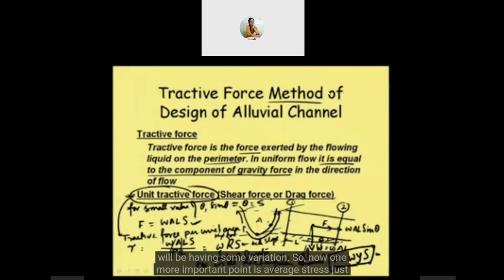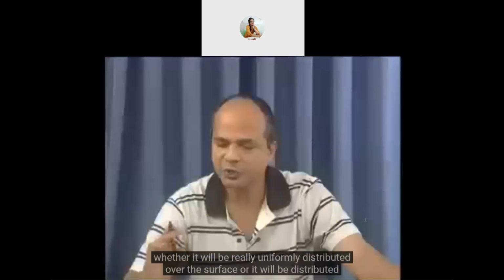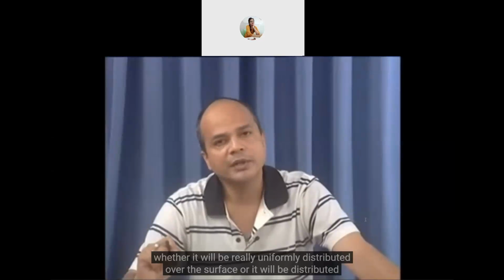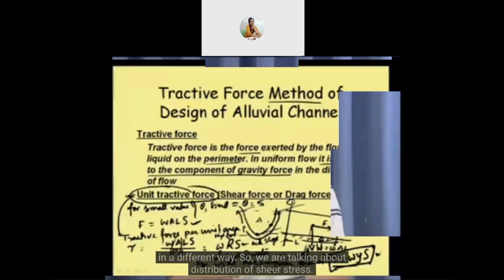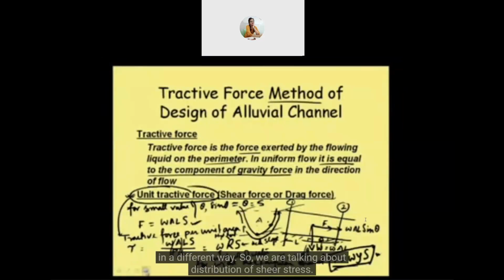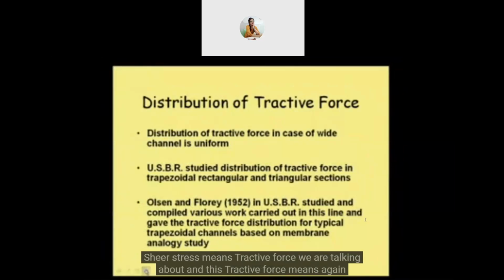Now one more important point: we are getting the average shear stress, but for design purposes we should know the distribution of this shear stress, whether it will really be uniformly distributed over the surface or distributed in a different way. So we are talking about the distribution of shear stress. Shear stress means tractive force, and tractive force per unit area is the unit tractive force.